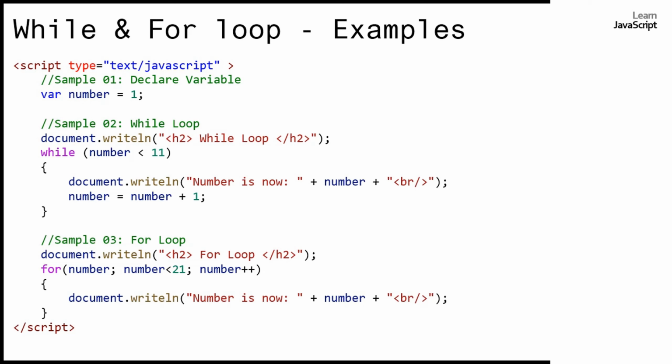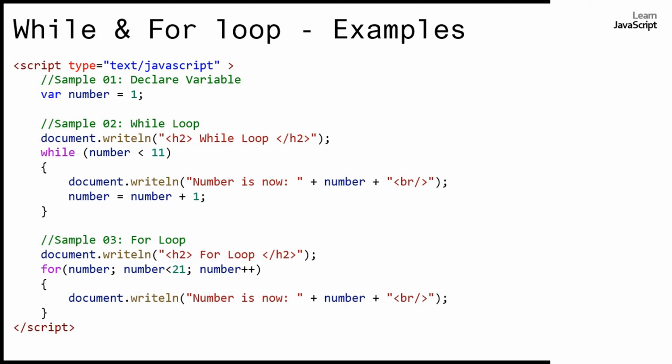So here the for loop runs for 10 times because we are checking that number should be less than 21. The initial value in number is 11, then it continues till 20, then the loop quits.